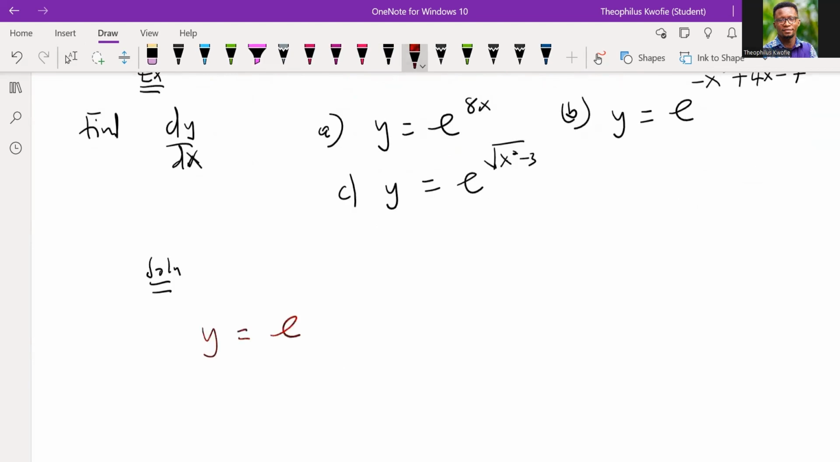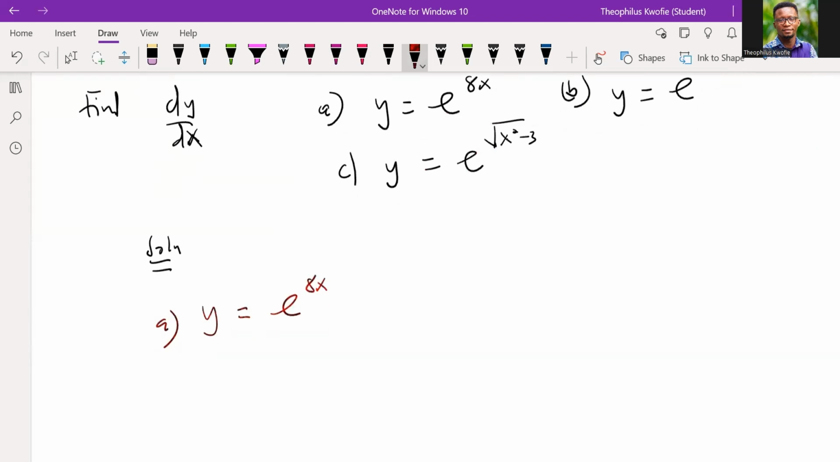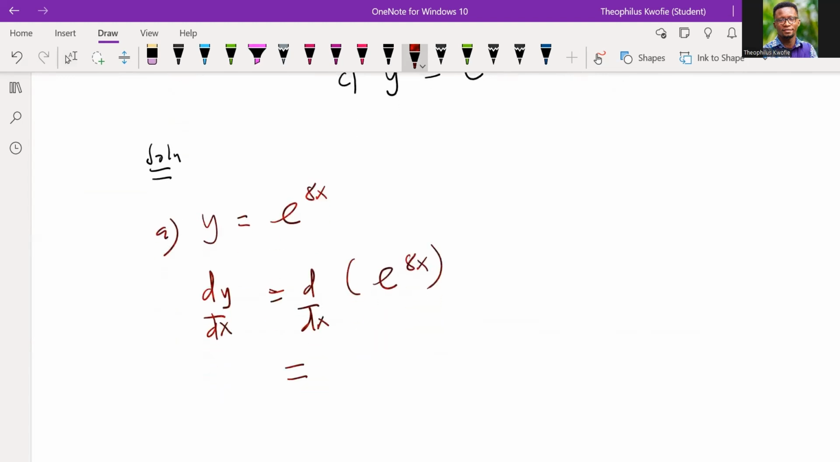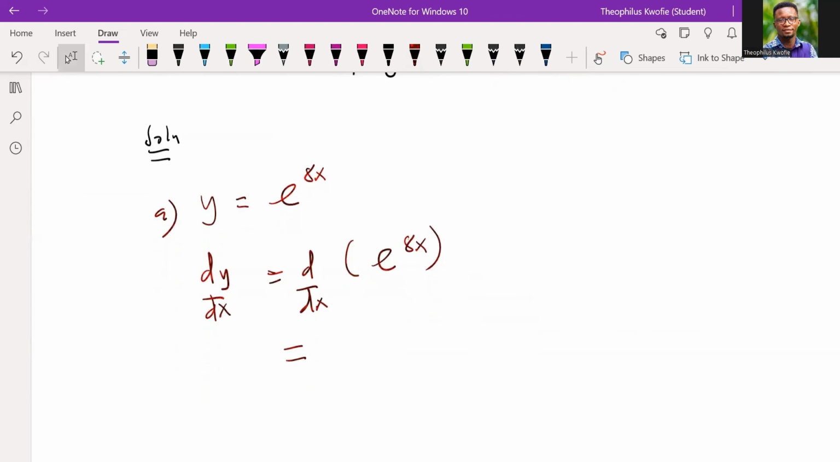All right. The first problem is y equal to e to the power 8x. So what we do is that we take the derivative on both sides. Now how do we differentiate this? What we said is that for such a problem, we maintain the problem.